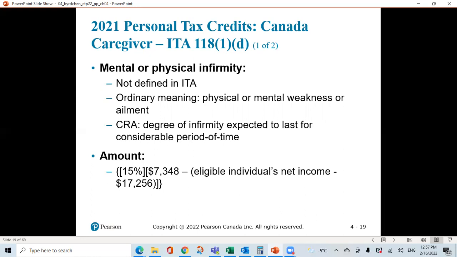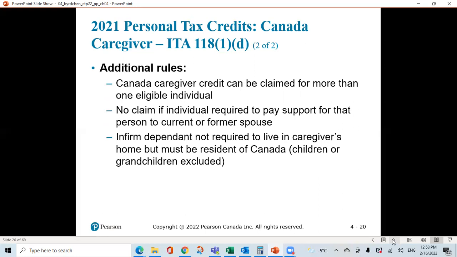Now there's an example from our textbook. It says Jake's spouse has a mental infirmity. Her 2021 net income for tax purposes is $21,785. The credit will be calculated as 15% times the 7,348, deduct her total income of 21,785, and then deduct 17,256. So that is the calculation for a simple caregiver credit. We're going to show examples as well.